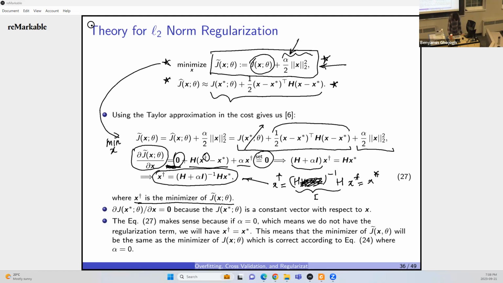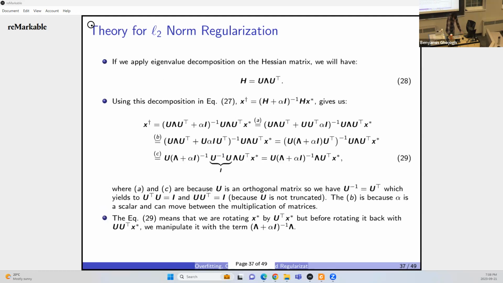Okay, so now let's apply eigenvalue decomposition on the Hessian. Can we do that? Yes, because the Hessian is symmetric and also a square matrix. And so we can set H as U lambda U transpose, where U is the matrix of eigenvectors and lambda is the eigenvalues. So now let's replace H in our solution X dagger with its eigenvalue decomposition.